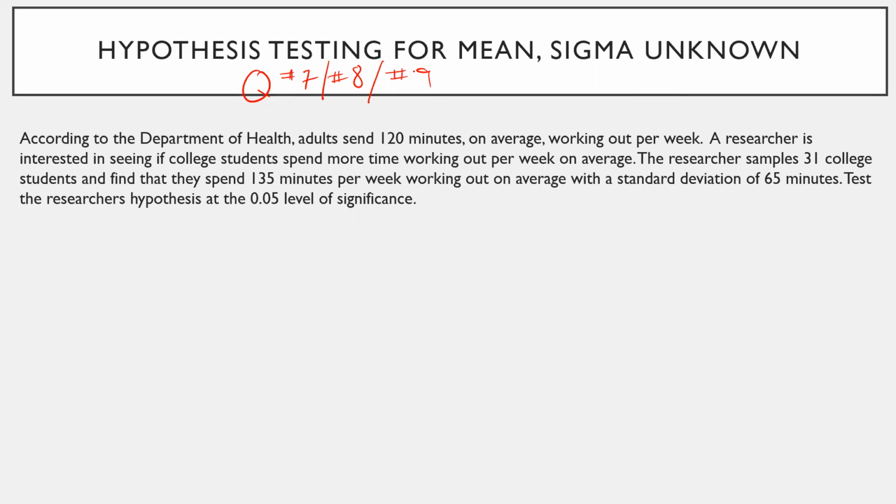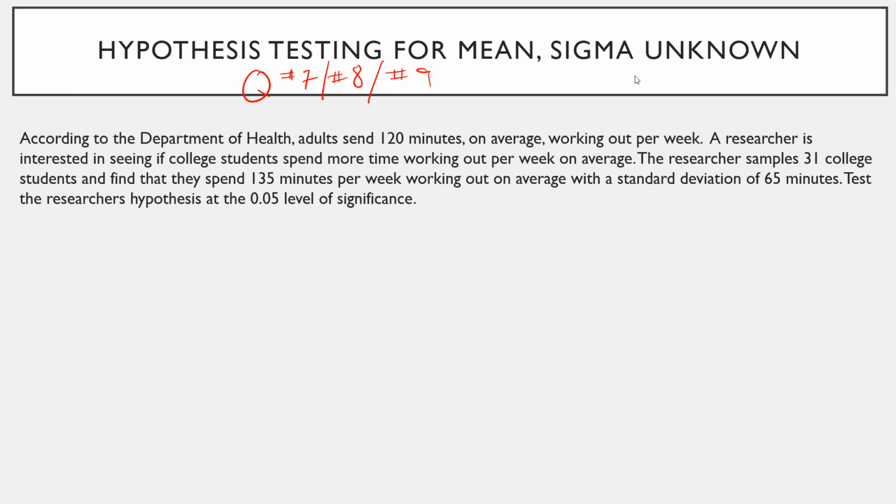Appreciate that. Okay, so let's just go through this next one here. All right, so this is questions 7, 8, and 9 on your final. They're on exam number 4. According to the Department of Health, adults spend 120 minutes on average working out per week. My wife and I have a Peloton. My wife definitely spends more than 120 minutes on it. I'm lucky if I get in 15, but this is the average of everybody.